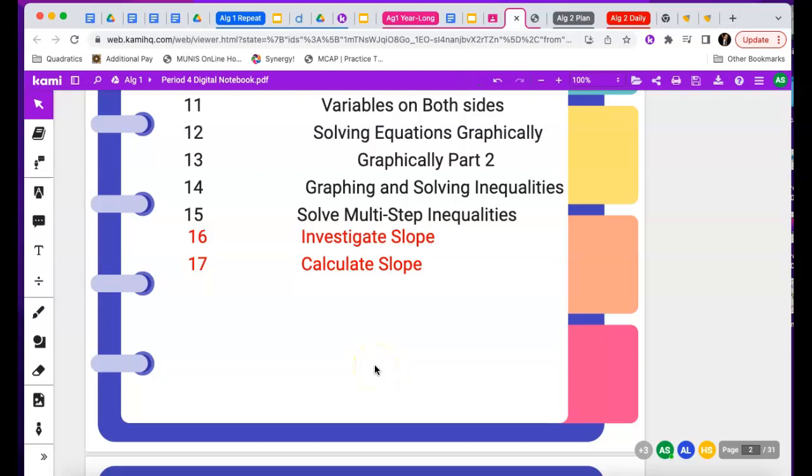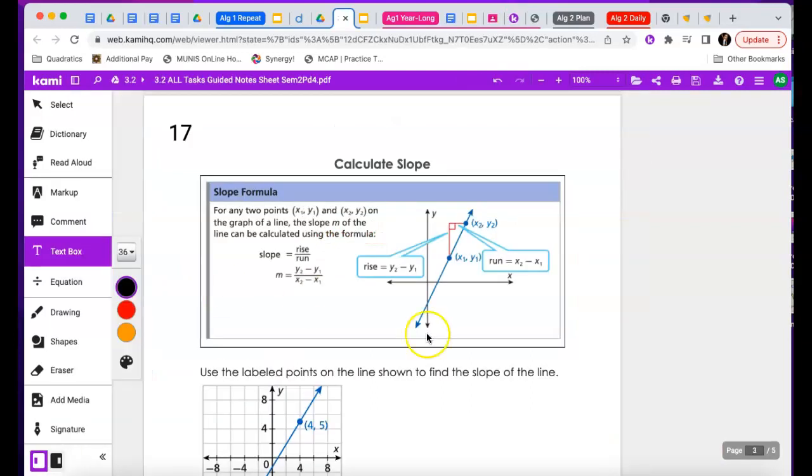Hey guys, in this video we are going to go over page 17, calculate slope. So go ahead and pause the video, add page 17 to your table of contents, turn back to page 17, and I will give you the little half sheet to tape down. Okay, we're going to go ahead and get started on page 17.